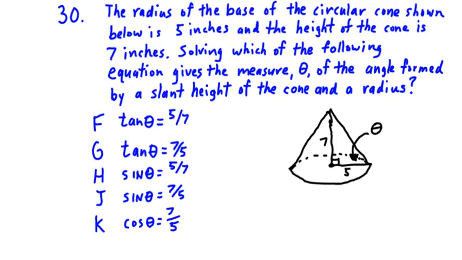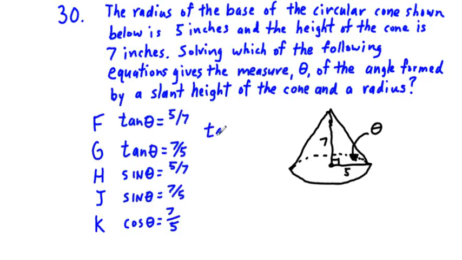Problem number 30, the radius of the base of a circular cone shown below is 5 inches, the height of the cone is 7 inches. Solving which of the following equations gives the measure theta, and that's equations plural there. And what you have is the angle here. And so you go to the opposite. 7 is the opposite. 5 is the adjacent.